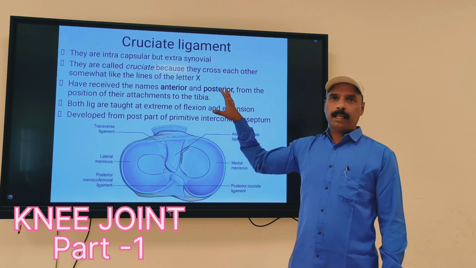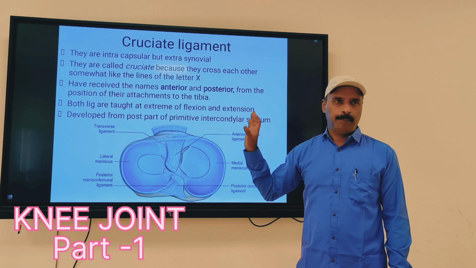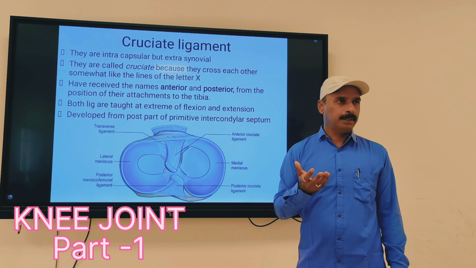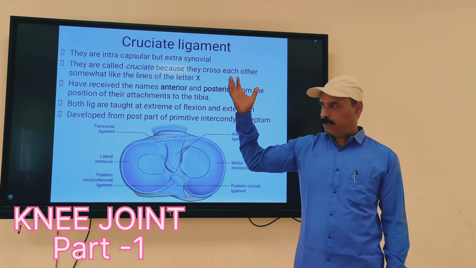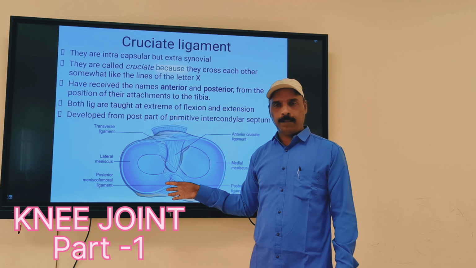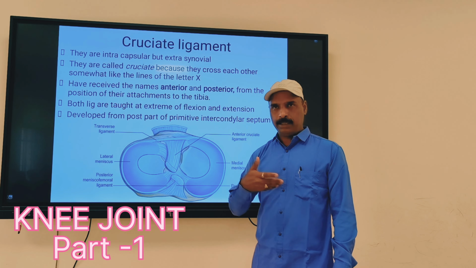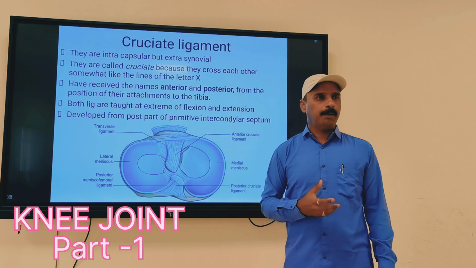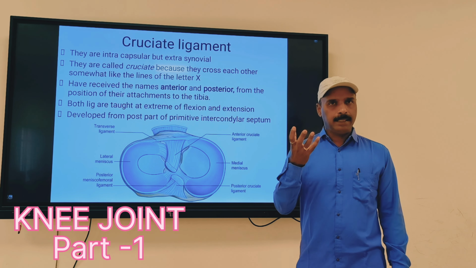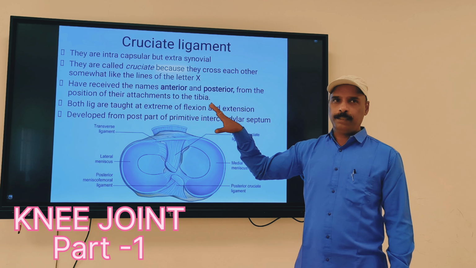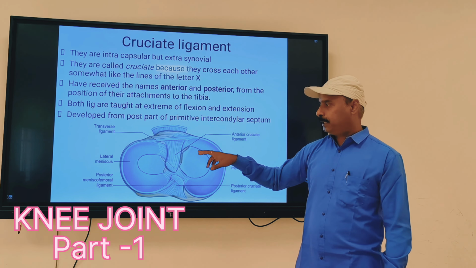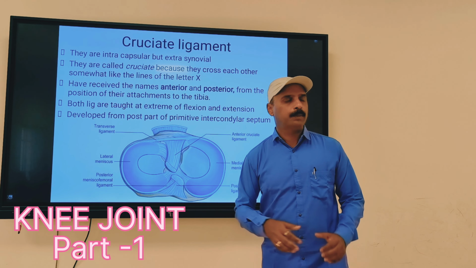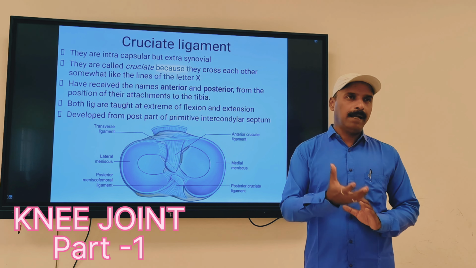So these are the intracapsular ligaments of the knee joint. It is asked in MCQ: name the intracapsular ligaments of the knee joint. The option should be anterior cruciate and posterior cruciate. It was asked recently in an MCQ. Almost all the other ligaments are on the outer aspect, but these are inside the capsule, and those we call the intracapsular ligaments.